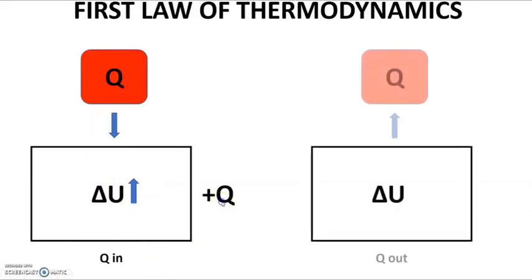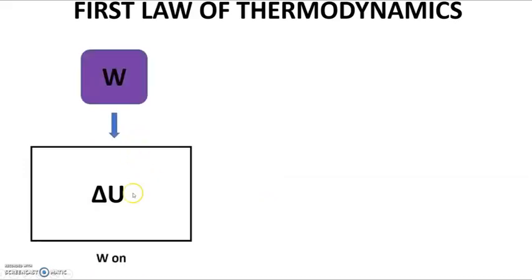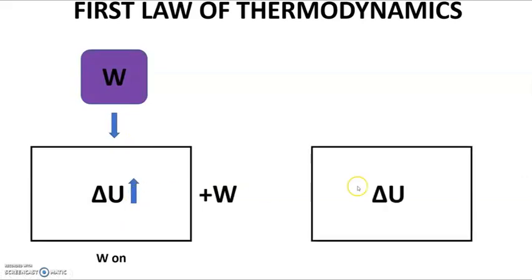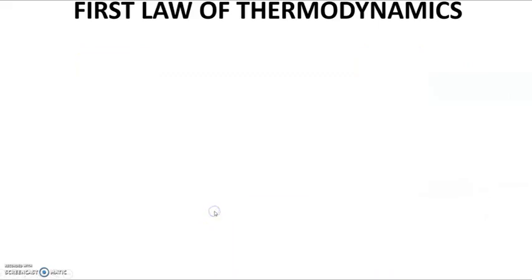On the other hand, if we remove heat from the system, the internal energy of the system will decrease because the system is losing heat. So negative Q. If work is done on the system, the internal energy of the system will increase because energy is being transferred to the system. So plus W. On the other hand, if work is done by the system, the internal energy of the system will decrease. Why? Because the system is doing work, so it is losing energy. So negative W. So we have four different situations here. Depending on the situation, we can just directly formulate the equations for change in internal energy.